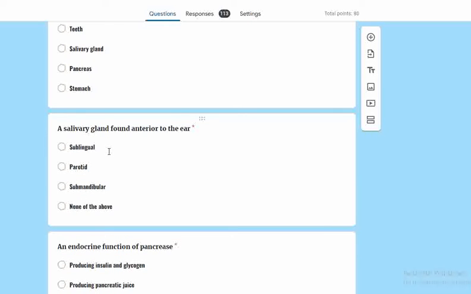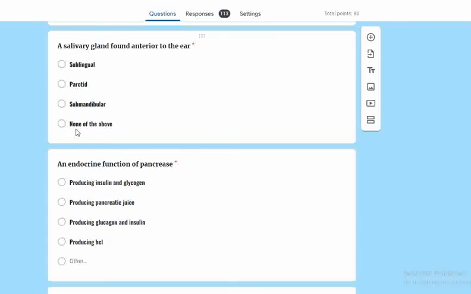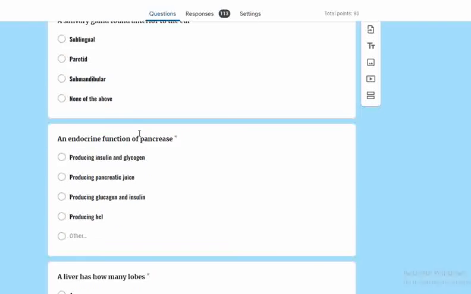Another question: is a salivary gland found anterior to the ear? You need to know we have three salivary glands: sublingual, parotid, and submandibular. Sublingual is found below the tongue, from the word sublingual. Parotid is the correct one, next to the anterior of the ear. Then submandibular is normally next to the facial angle, or the curved angle of the jaw, between the maxillary vein and the facial vein. Then none of the above is incorrect.